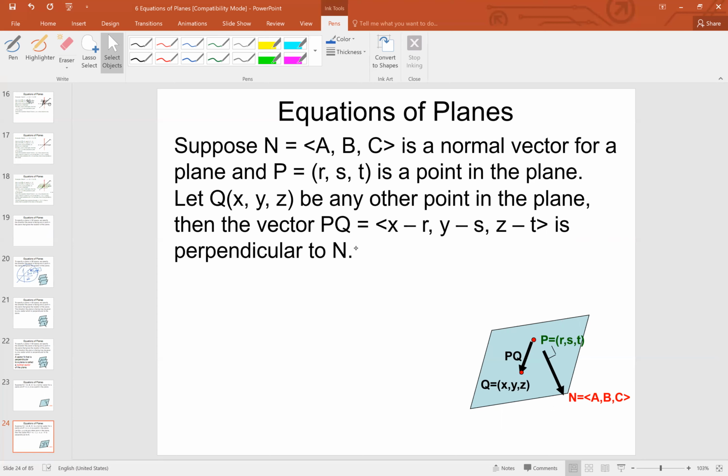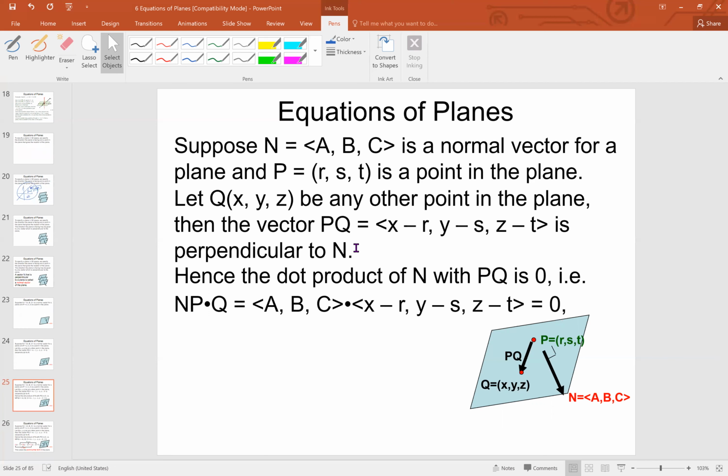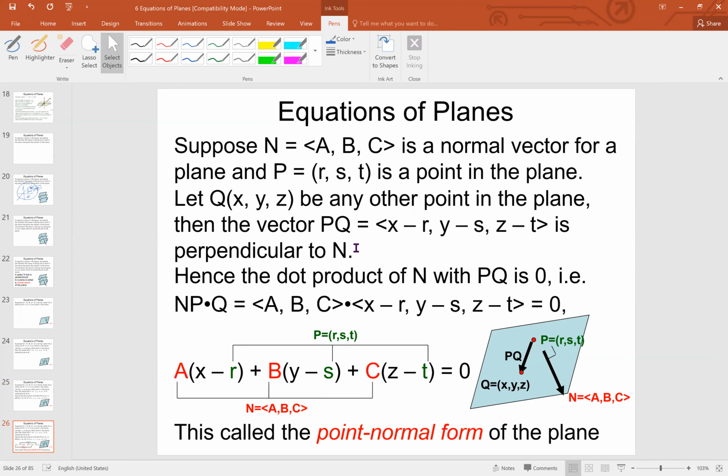Then the vector connecting the point to the point XYZ, that vector must be perpendicular to the normal. Hence, the dot product must be 0. I write that in the equations, and that's the normal dot with the vector PQ. Remember, the vector PQ is the point Q minus P. So it's X minus R, Y minus S, Z minus T. And voila, I got the equation, or what we call the point normal form of the plane.